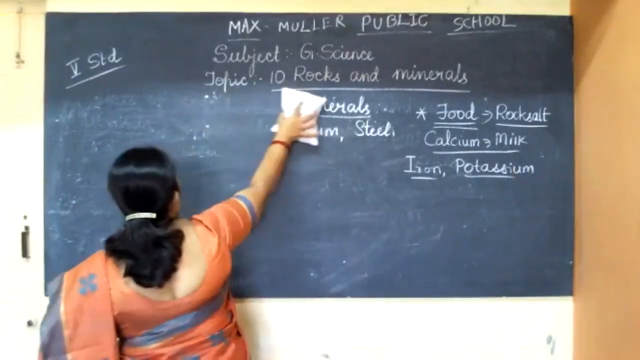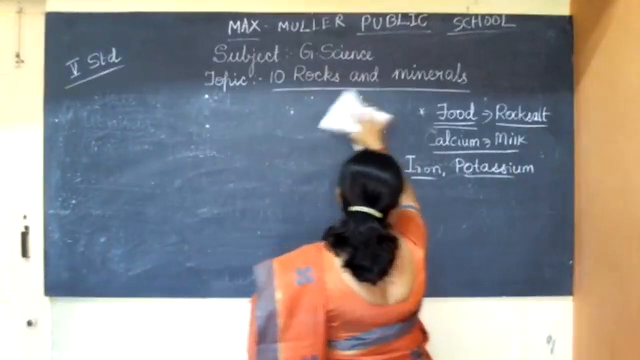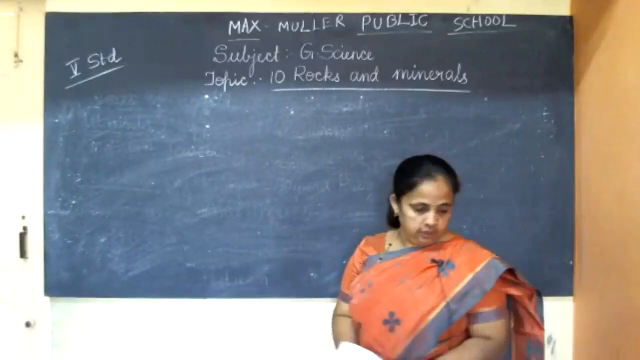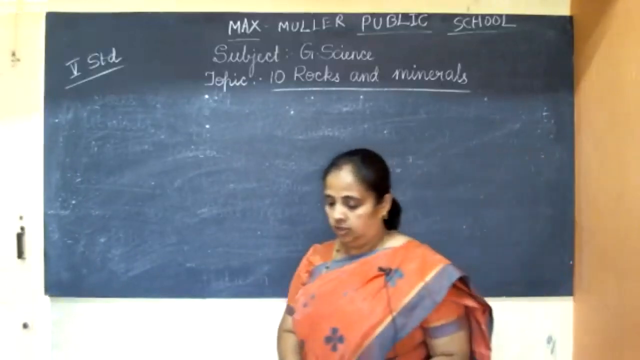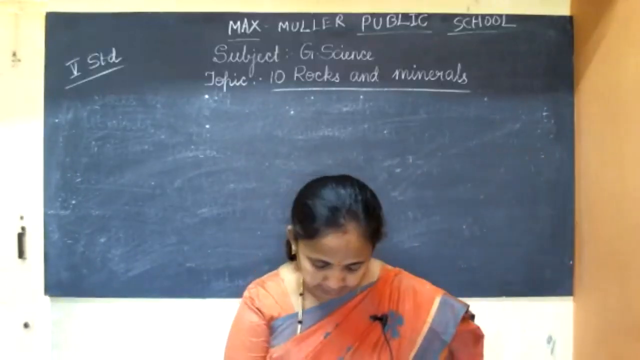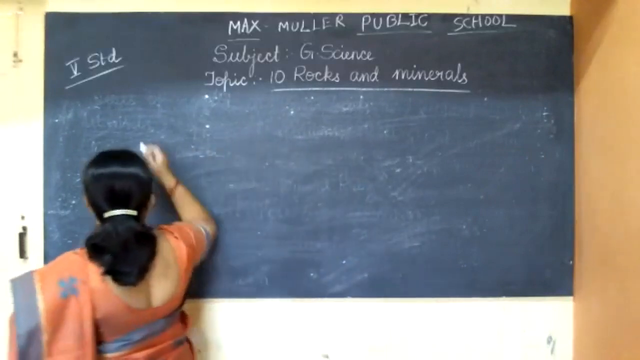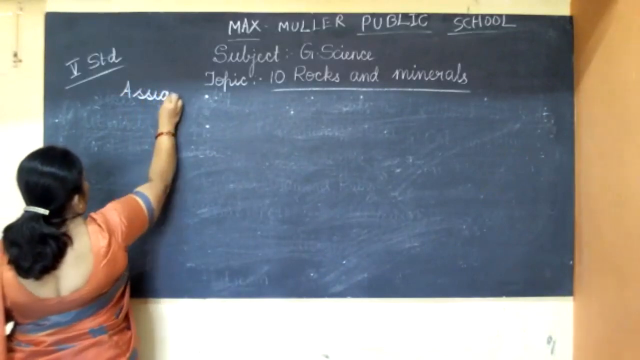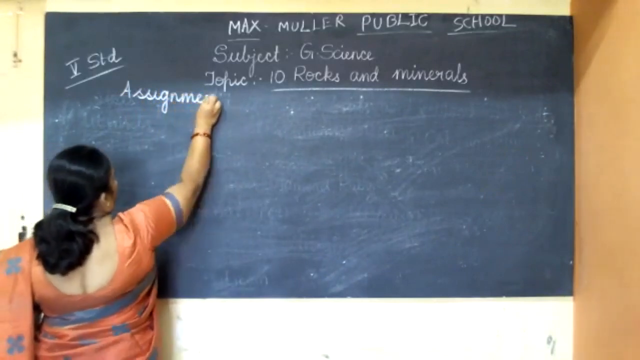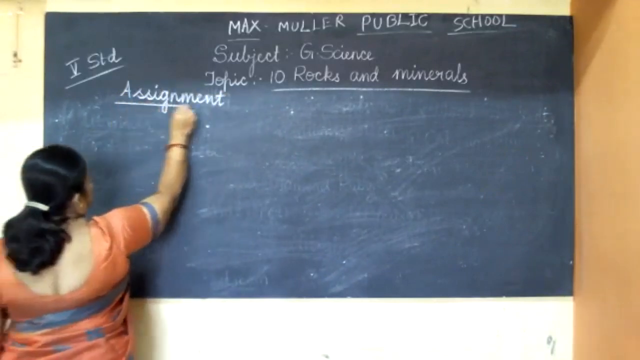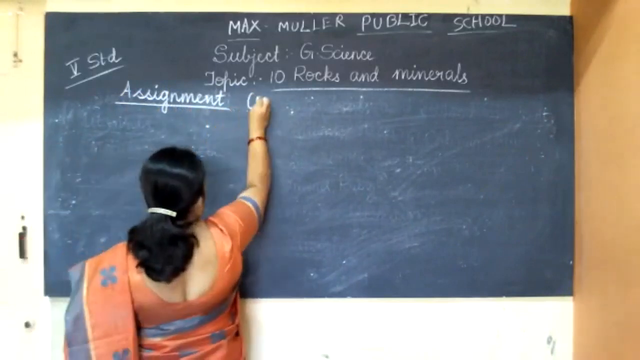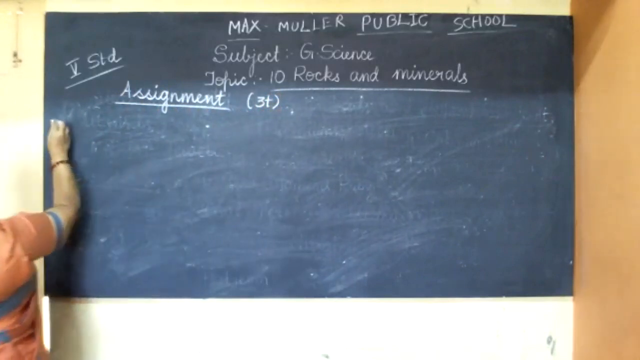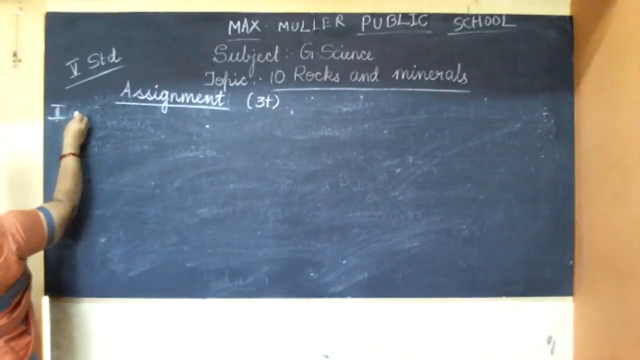Now today's assignment: I'm going to give match the following. This also copy it in your homework once. As I said, this also you should write 3 times. Got it? So this is today's assignment. Put the date, children. Whenever you write the assignment, put the date. So this also should be written 3 times. Okay.